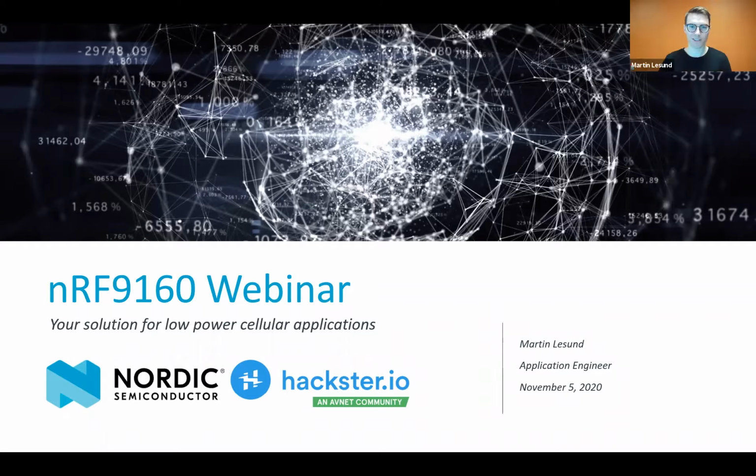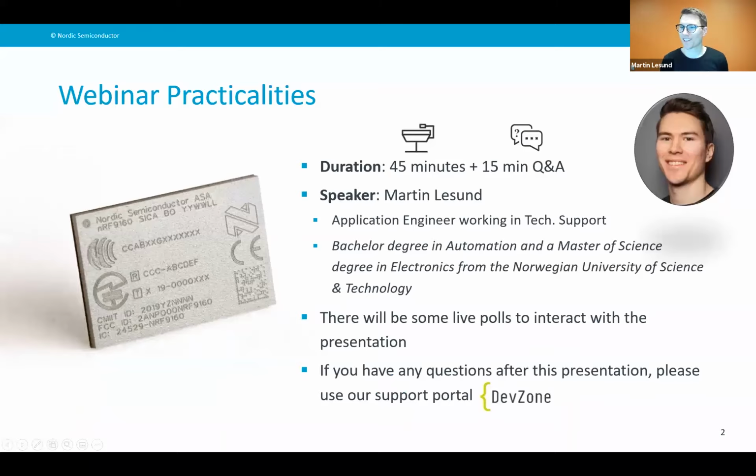Thank you, Katie. So yeah, let's start then. My name is Martin. I've been working 3 years now in Nordic as an application engineer in tech support. I have a bachelor degree in automation and a Master of Science degree in electronics from the Norwegian University of Science and Technology here in Trondheim. So I also work in the main office here in Trondheim.